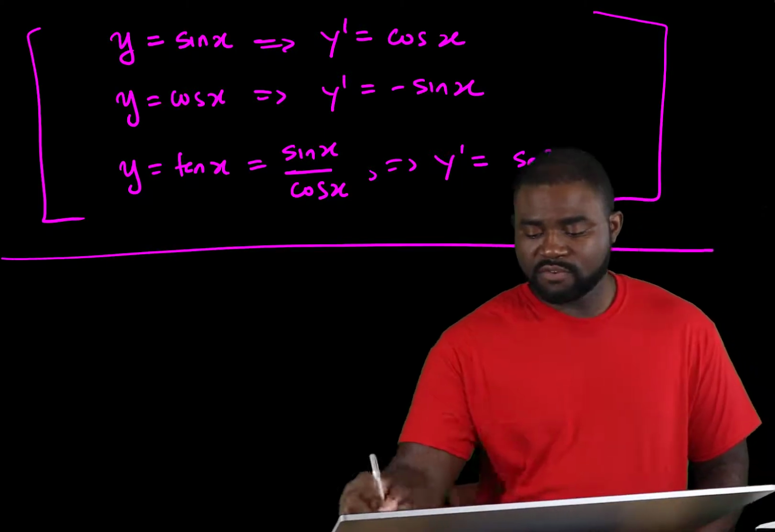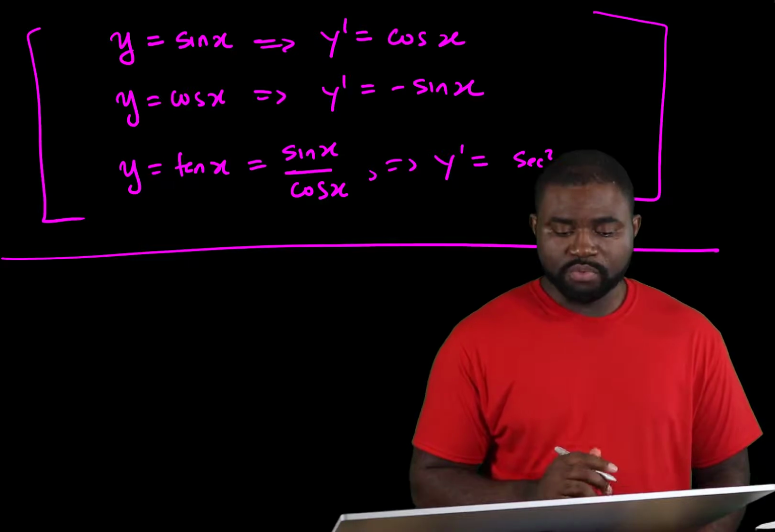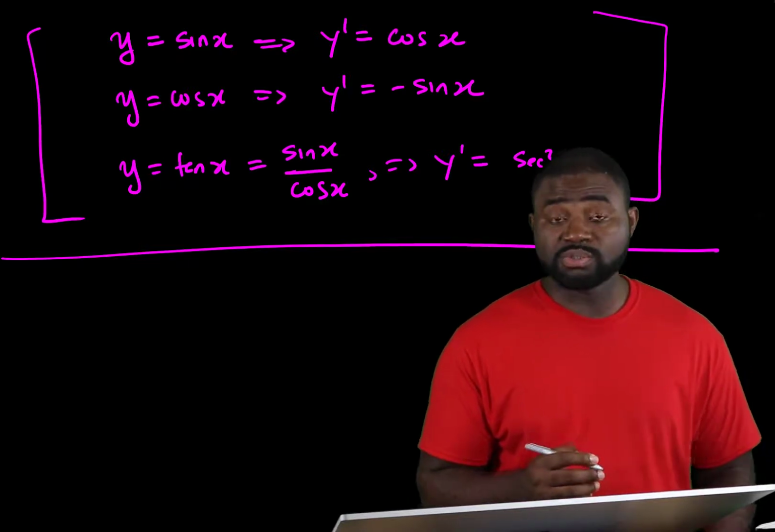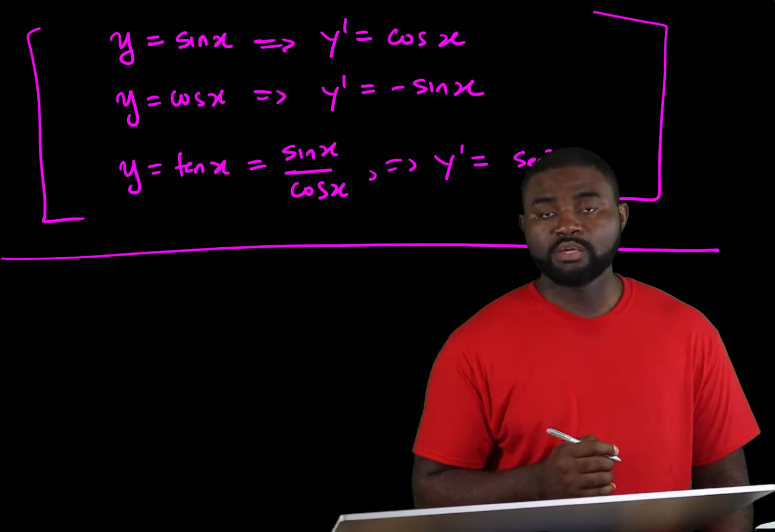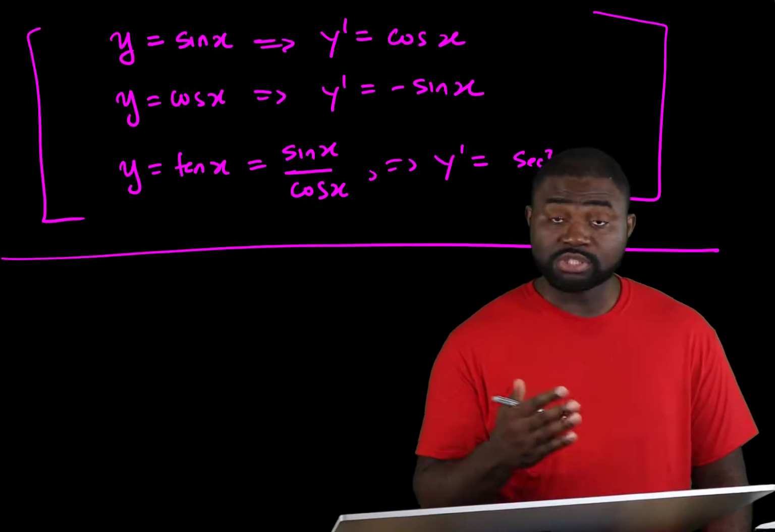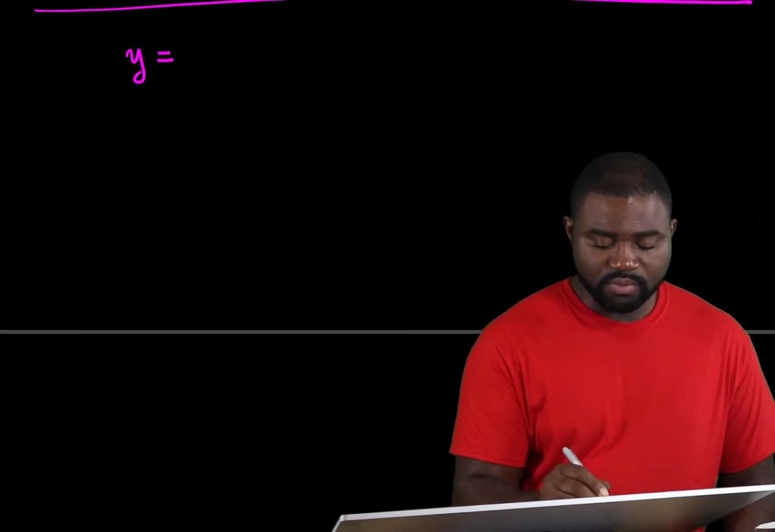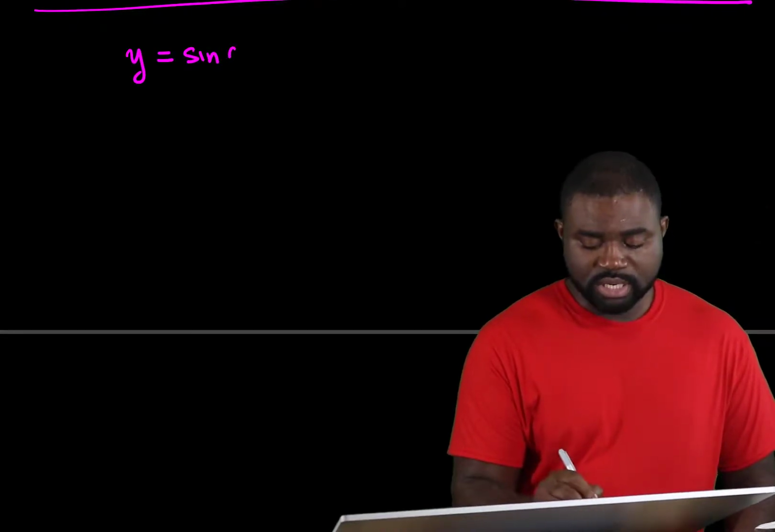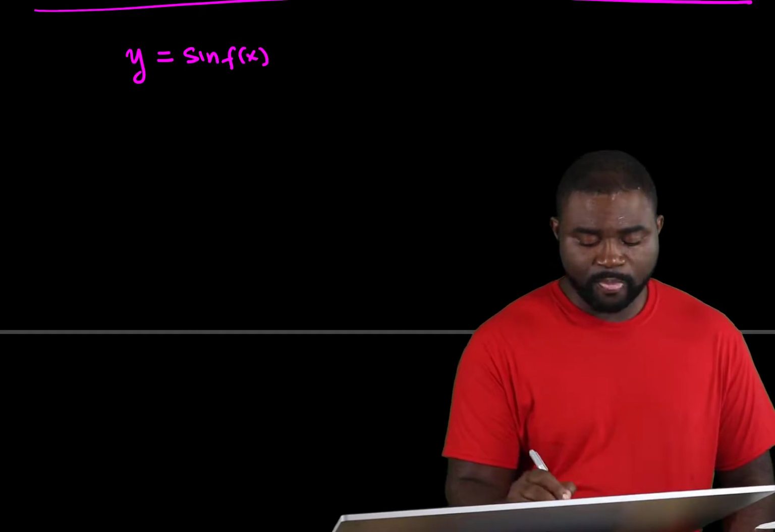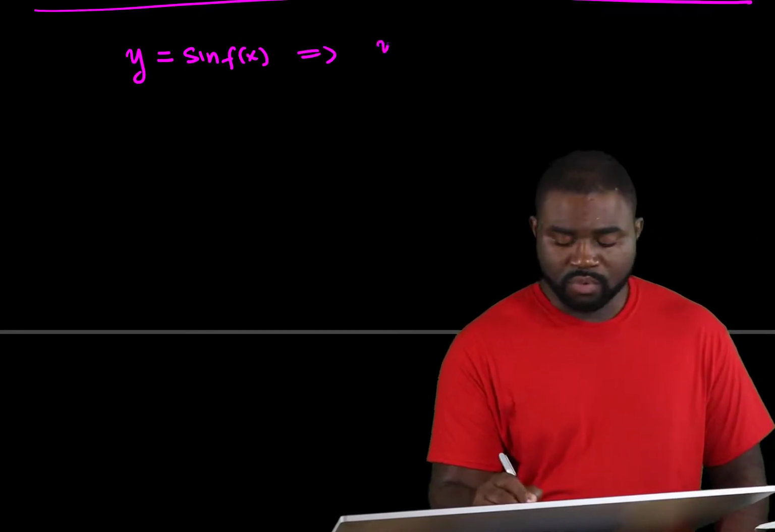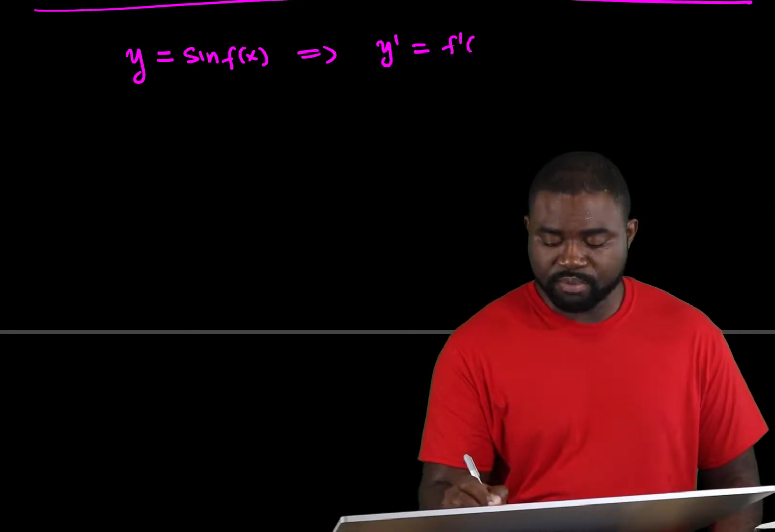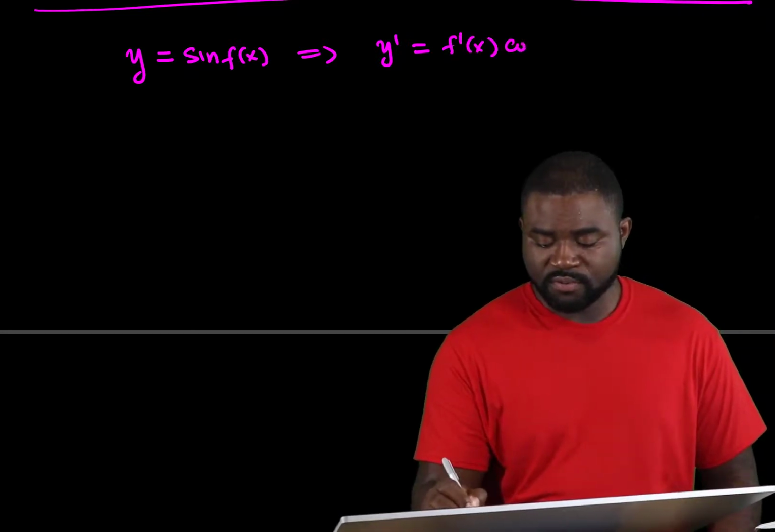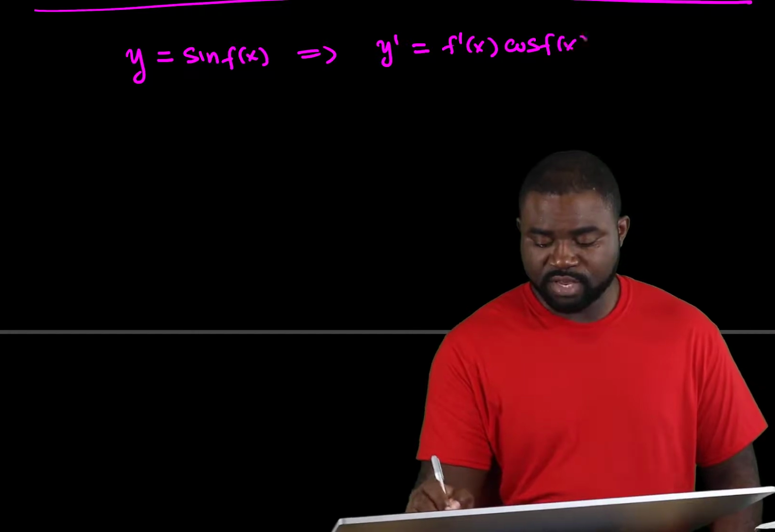The next scenario would be for us to know how to differentiate trigonometric functions of functions. Let me give you an example. If y is equal to the sine of f of x, then y prime will simply be equal to f prime of x cosine f of x.